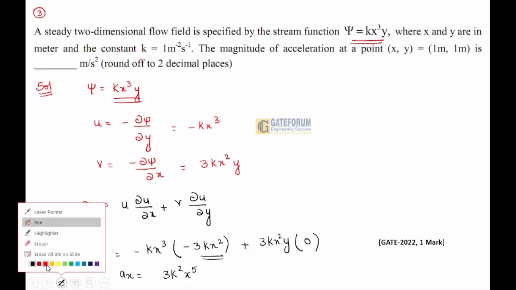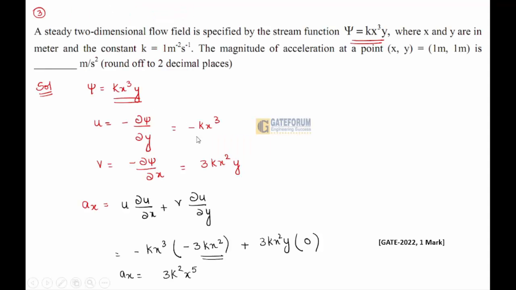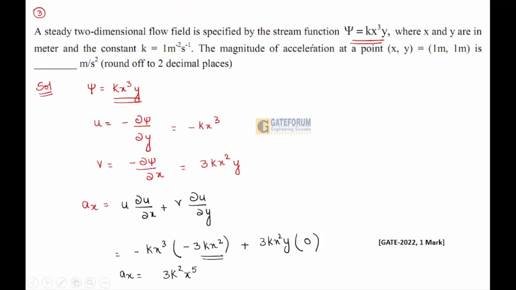Moving to Ay. Acceleration in y direction: u into dou v by dou x plus v into dou v by dou y. That will be minus k x square into dou v by dou x. What happens? It will be 6 k xy plus 3k x square y, and it will be 3k x square with respect to y if you differentiate.